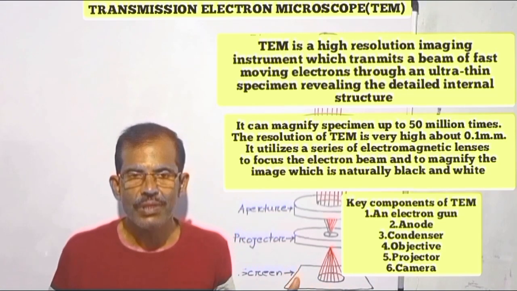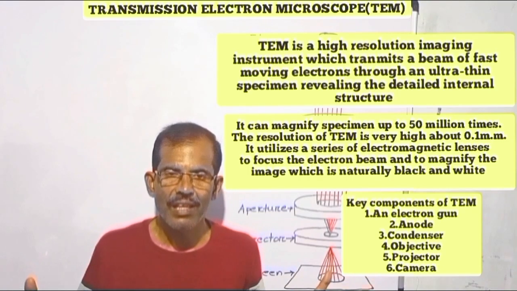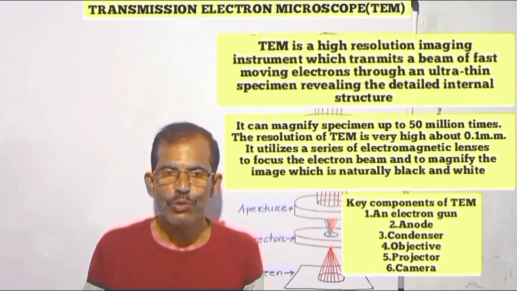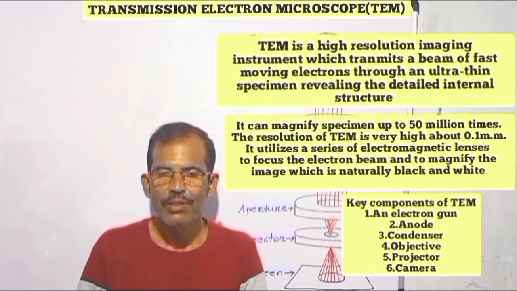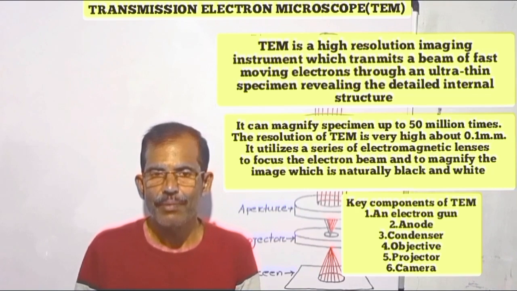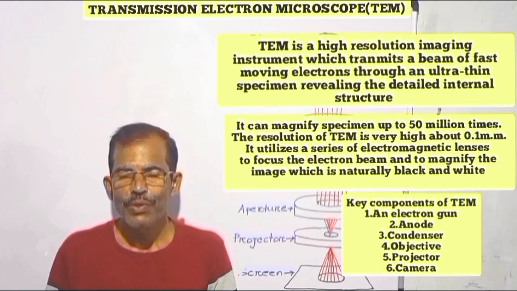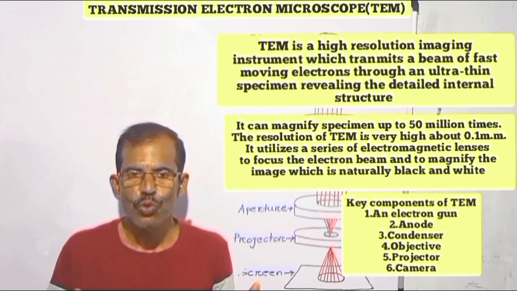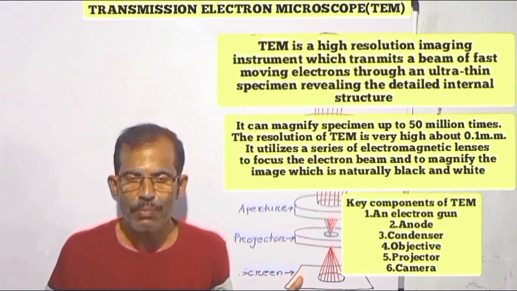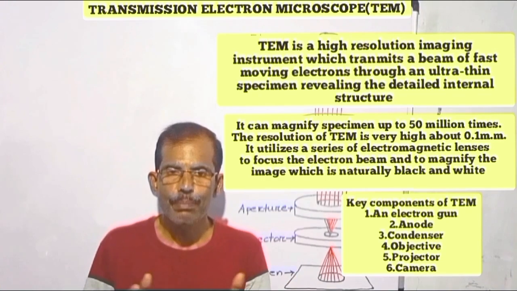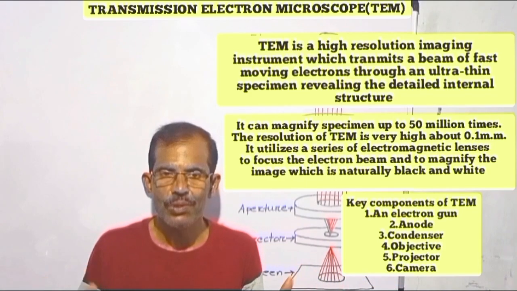However, there are differences. Unlike the light microscope, which uses glass lenses, the electron microscope utilizes a series of electromagnetic lenses to focus and to magnify. In addition, in the light microscope, visible light is used to illuminate the sample. By contrast, in the electron microscope, a fine beam of fast-moving electrons is used for illumination.